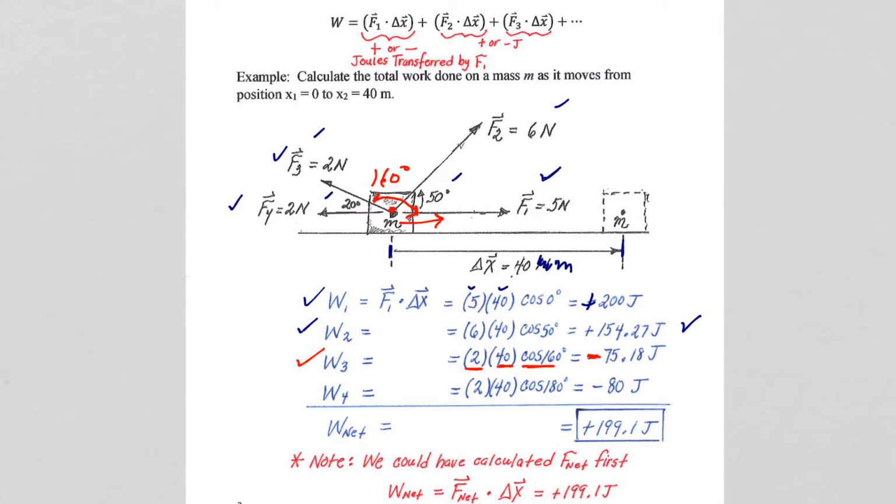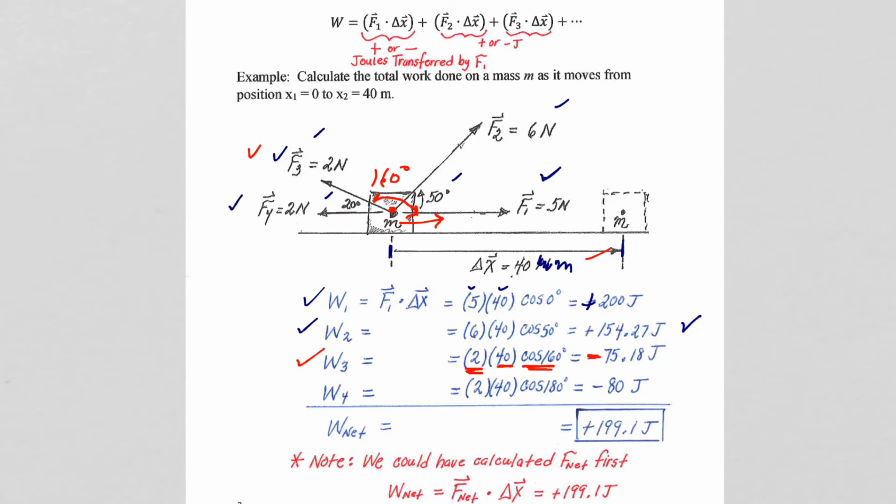So that means F3 is transferring 75.18 joules away from the object as it moves from its initial position to its final position. And that should make sense, because the object is moving to the right, and F3 is basically pulling to the left. Not all of it. How much of it is pulling to the left? Well, F cosine theta of it is pulling to the left. So this is why dot product is very useful in calculating energy transfers.